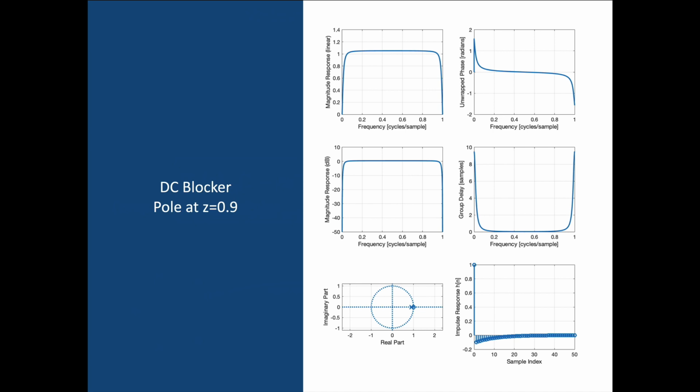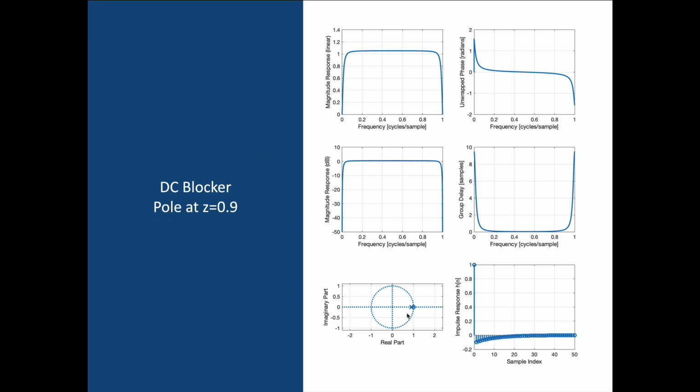Let's look at a DC blocker. What does a DC blocker do? Well, it cuts out DC. If you're sampling a signal and for some reason there's a bias in the voltage that you're sampling, the discrete time sequence will be riding on a DC component, and it's often useful to design a filter to remove that component. A DC blocker is a simple way to do that.